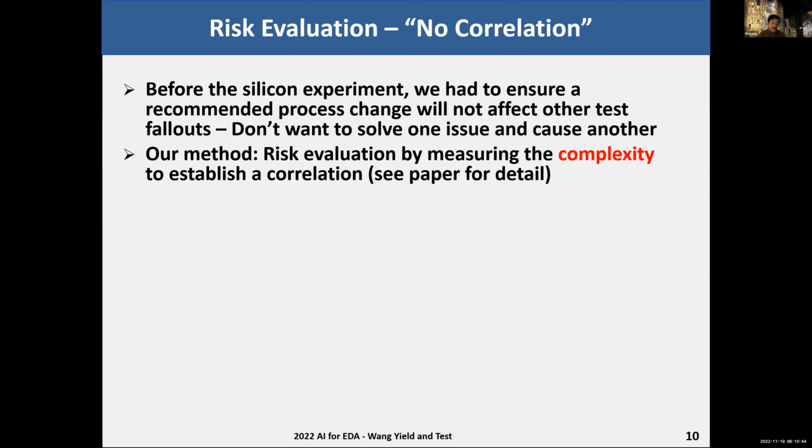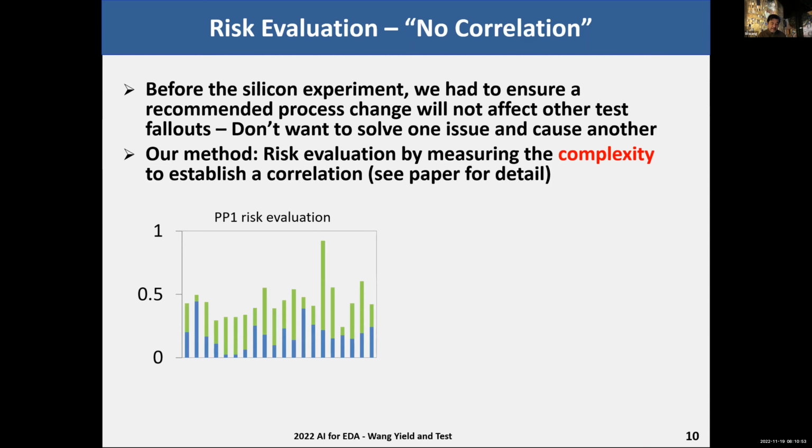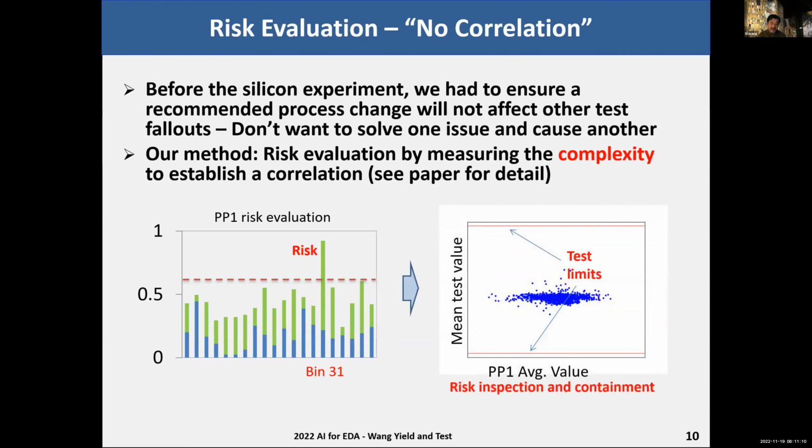The method is a little bit complicated, but the high-level idea is that we measure the complexity of establishing a correlation as the risk. Let me show you an example. We evaluated the risk of changing the parameter PP1, and we found that the failure mode bin 31 had the highest risk in this chart. That's not enough, though, so we go back and look at these plots, and show both plots to the team, and convince them that, look, the bin 31 failing mode had no obvious correlation to PP1. So in this case, we had to show them no correlation.